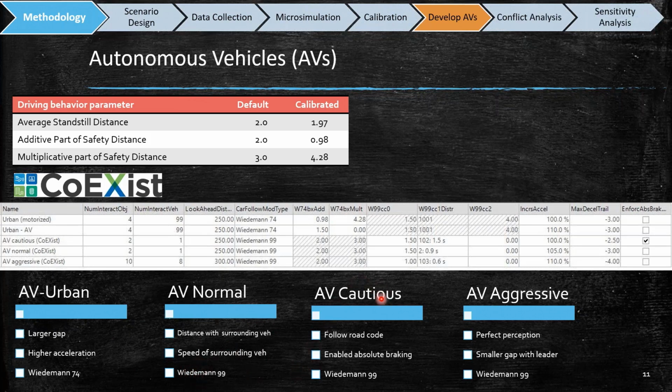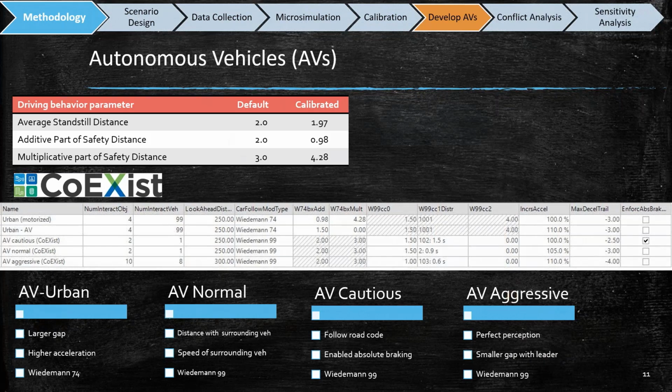AV cautious is equipped with absolute braking and also follows road codes. It has a larger gap because of the safety conditions that it has. And the aggressive one has perfect perception and a smaller gap. It's aggressive because of the close distance that it keeps with other vehicles, but it is based on identifying the behavior of the surrounding vehicles.